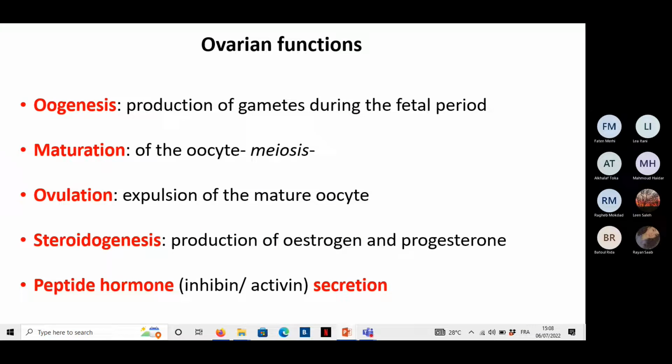Now we will move to talk about the ovarian functions and to talk about the oogenesis or the folliculogenesis now.